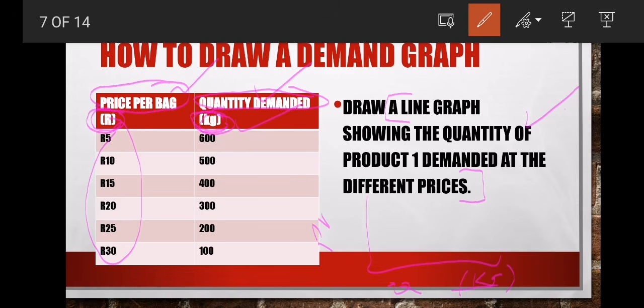Then you start plotting 5 rands. At 5 rands, what was there? 600. At 600, what was the price? It was maybe 5 rands. Come 500, maybe 10 rands. You come 400, it goes to 15. Up until you will see your graph will be in this format. But what I want you to highlight here, it's also a lesson that concerns drawing a graph. You can pick the marks from the information that you are given. Once you draw the graph, you get a mark for the line graph.